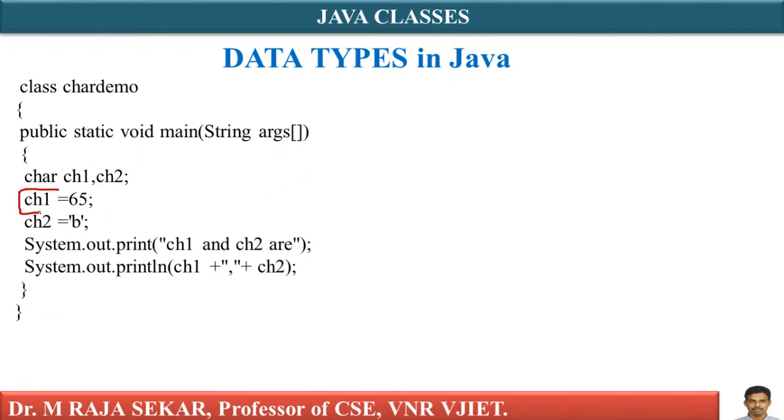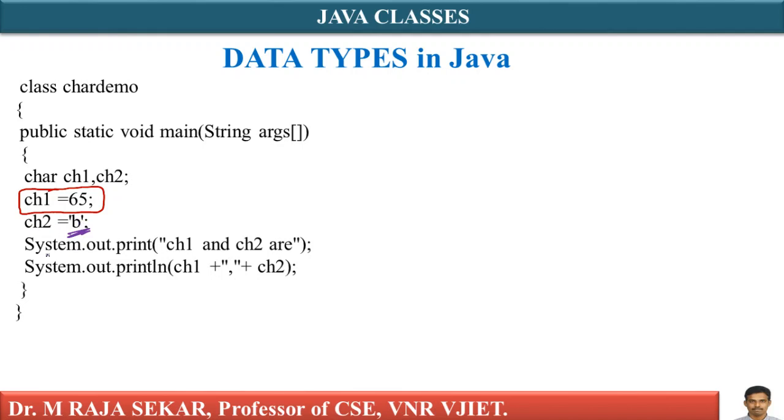Just see, ch1 is a character data type. Usually I must keep either small a to small z or capital A to capital Z. That's the intuition, isn't it? But I'm storing 65. Yes, it's a number. But here I don't have any issue with ch2, because what am I storing here? I am storing B. Character means B is a character. If I keep something in single quotes, it's a character I am storing in ch2.